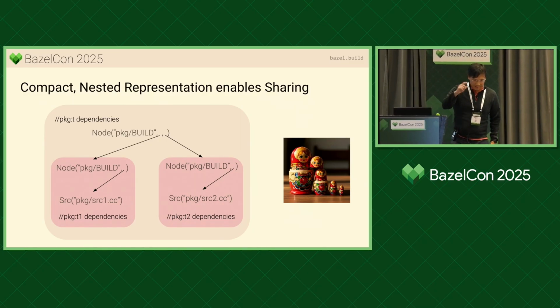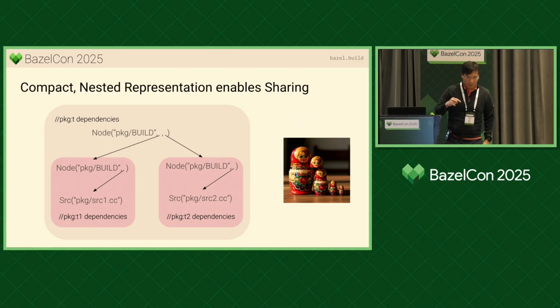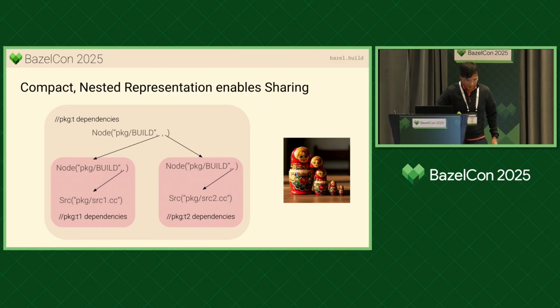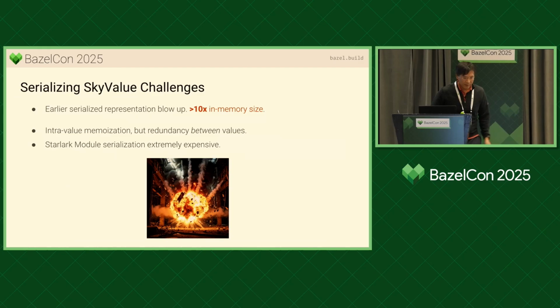So because T depends on T1, it means if T1 is invalidated, then T is invalidated. So transitively, the set of dependencies of T include the transitive dependencies of T1, right? But they can share memory. So it's a bit more efficient. It's much more efficient than storing all of the sets explicitly in a flattened way.